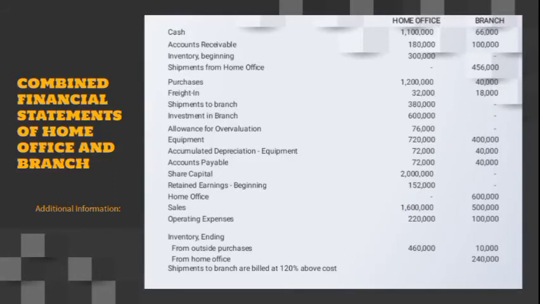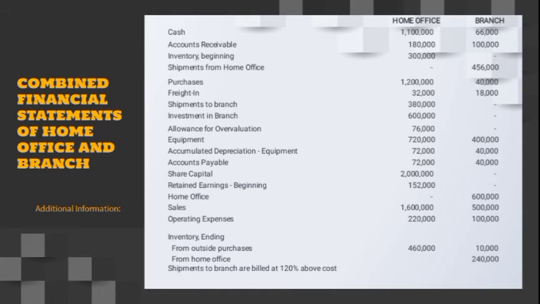Combination of financial statements of home office and branch. Take note, home office and branch pa lang ito, hindi pa ito yung consolidation ng financial statements. Okay, so here are the additional information. So if you want to take down notes, pwede naman. Nasa sa inyo yun, or pwede nating screenshot. So we have here home office and branch. The first one is cash, 1,100,000 and 66,000 kay branch. Accounts receivable, we have 180,000 and 100,000 for the branch. Inventory beginning, we have 300,000. So far, wala kay branch.